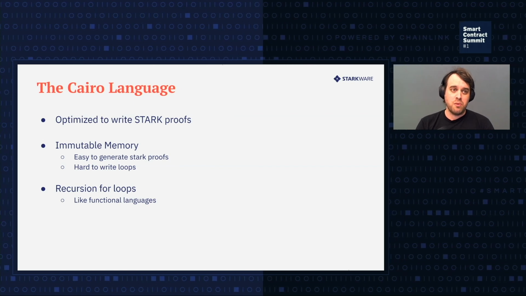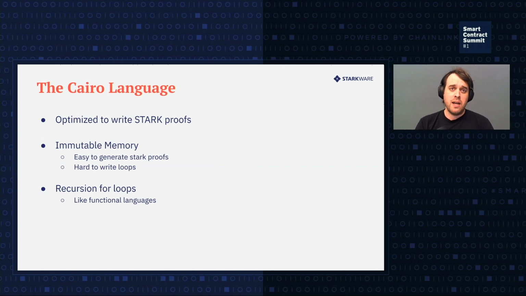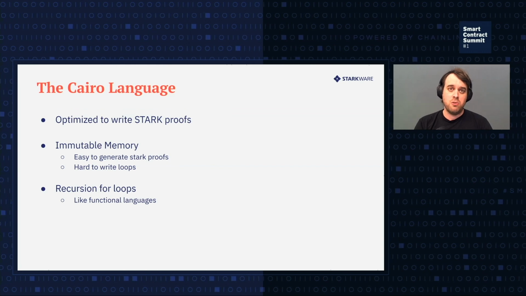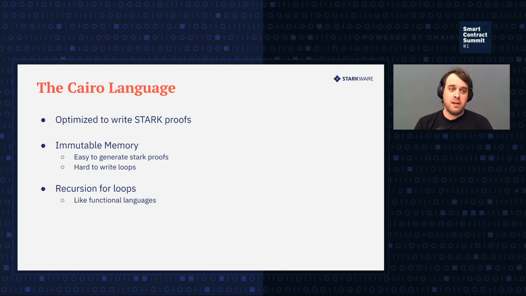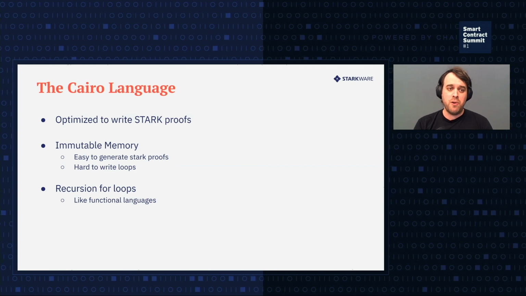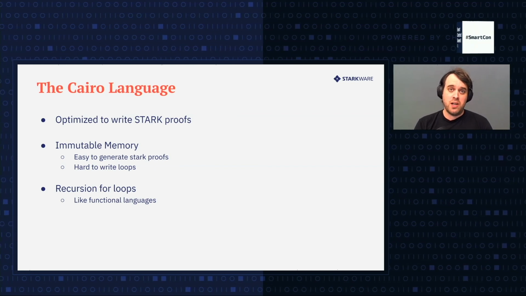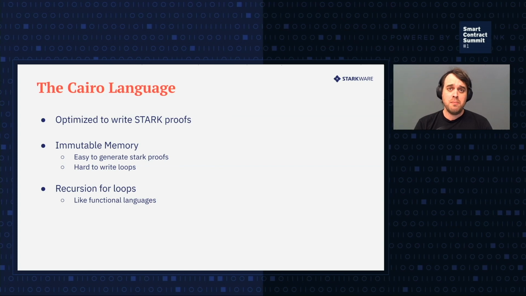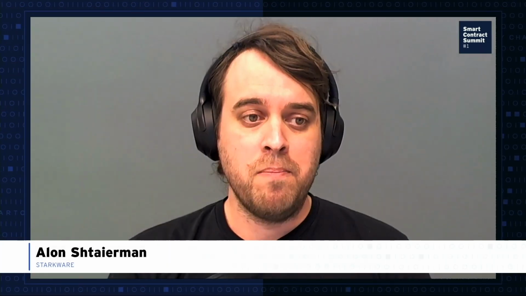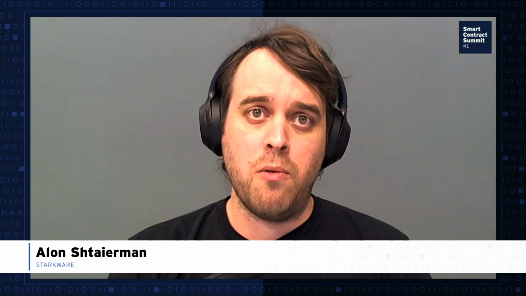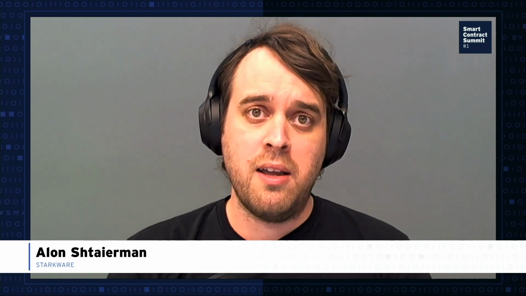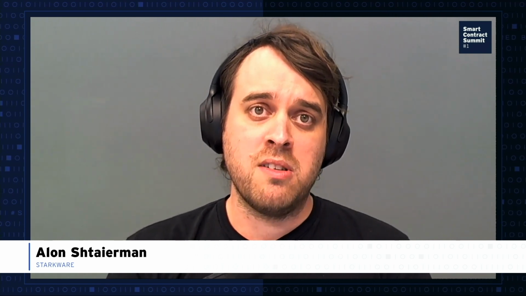But a few words before we start is that the Cairo language was selected because it's optimized to write Stark proofs. It's characterized by having immutable memory, which makes it easier to generate these Stark proofs. But on the other hand, makes things like writing loops a bit harder. To that end, you'll often see recursion used for loops in the code, much like other functional languages like ML.